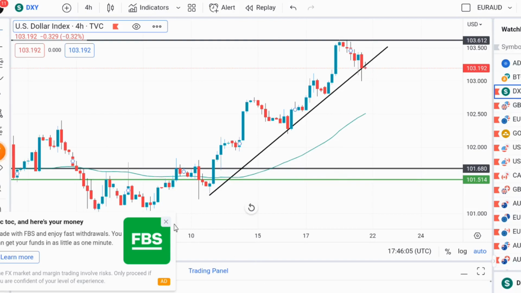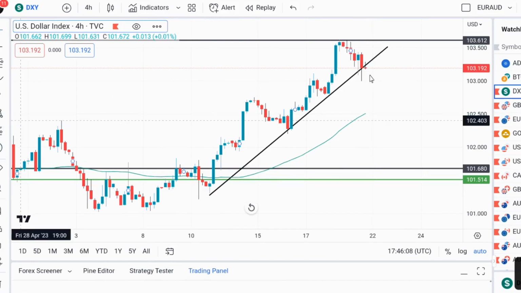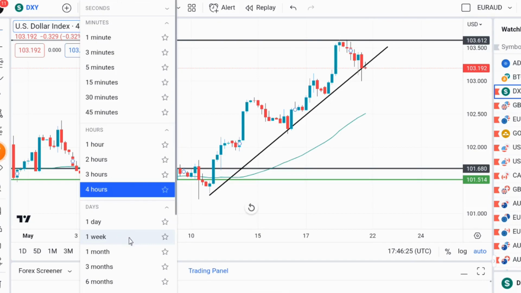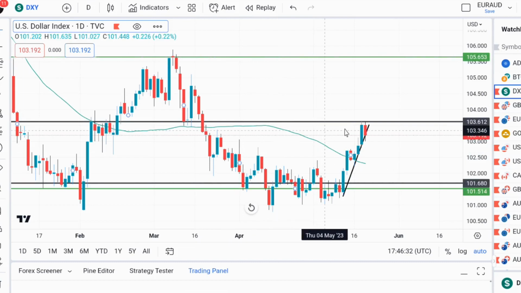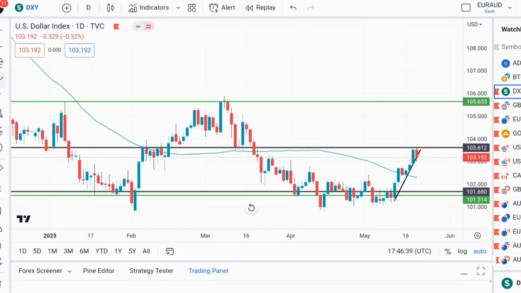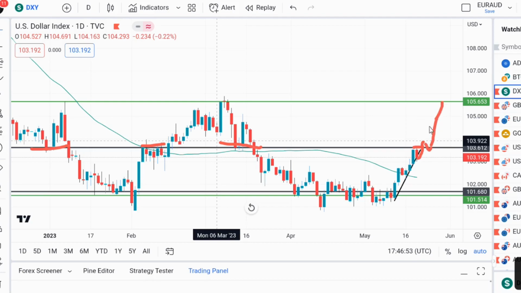So the next thing we want to check is if we have the break of this. If the DXY pushes to this place this week and then breaks this resistance level, it means we should see the DXY push to the price level at 105.654. This is a major level, a very strong level where price resists at this particular area. So if we have a breakout of this area, then we should see a move to 105.665.